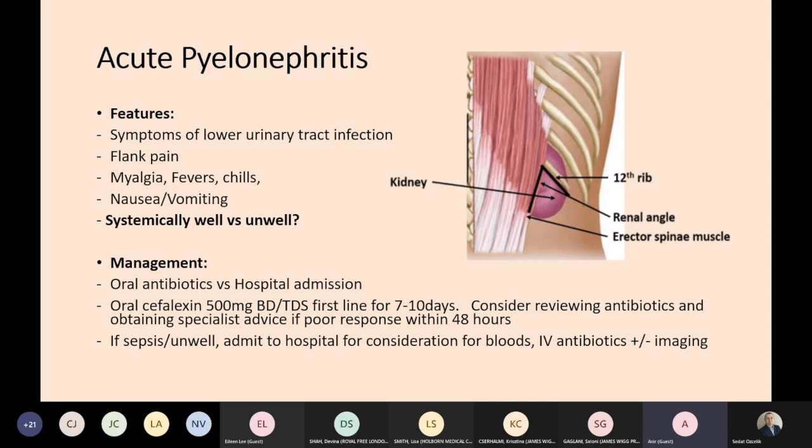Now remember, we can manage pyelonephritis in the community, so if patients do not appear systemically unwell and they're able to eat and drink and they're managing, we can give them oral antibiotics, and we tend to use cephalexin. The cephalosporins are very good, for 10 days. But if they're not responding, or they're feeling more unwell, or you're worried about sepsis, then they are likely to need acute admission for urgent intravenous antibiotics and bloods.